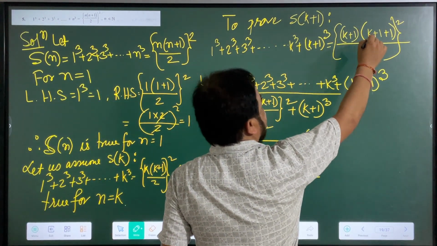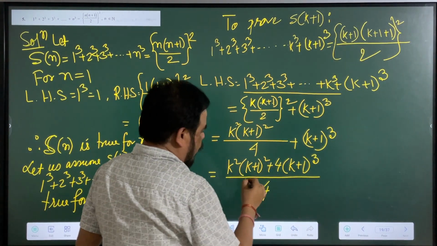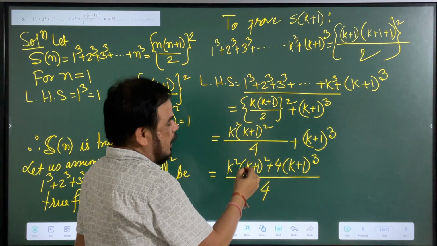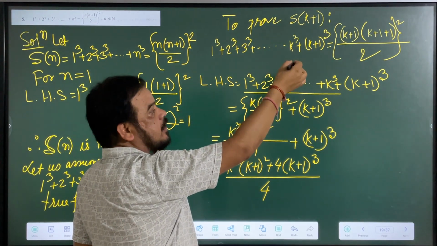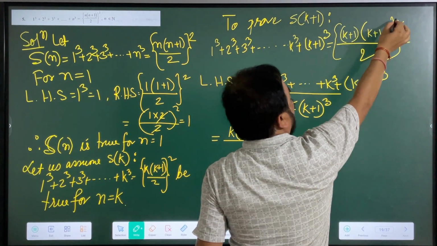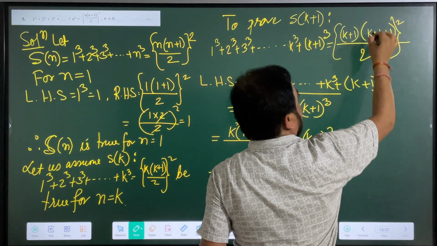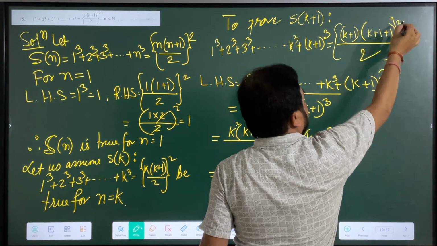Now right hand side, see what is there. When you are doing the left hand side, then you have to follow the right hand side. Actually, right hand side, what is there? (k plus 1) whole square is there, (k plus 2) whole square is there, 2 square is 4 is there.